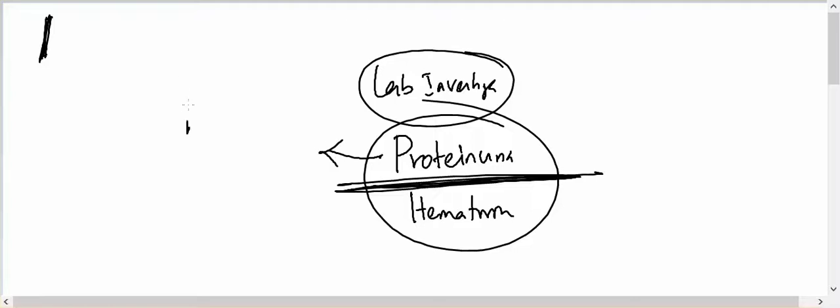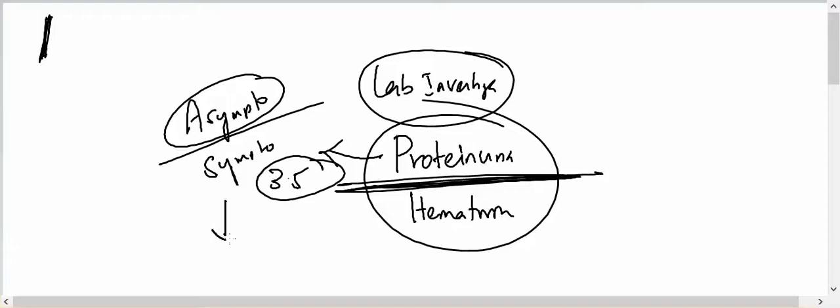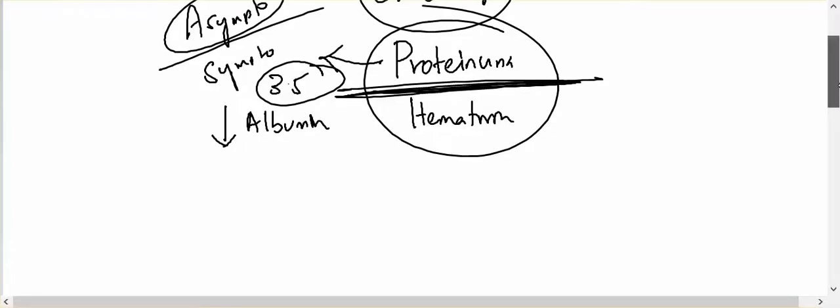may be asymptomatic, or it may be symptomatic. If it is symptomatic, it is called nephrotic, which means the proteinuria is more than 3.5 grams per day. And if it is asymptomatic, it must be less than 3.5 grams per day. If it is 3.5 grams per day, there is a serious fall of albumin in the blood, and then automatically they will produce edema.